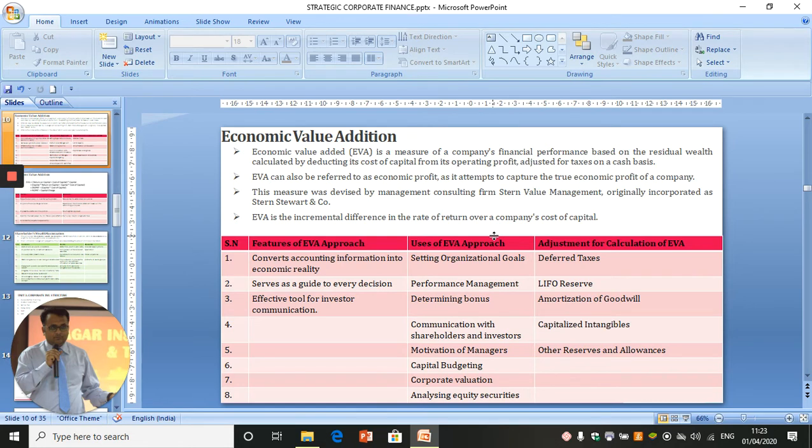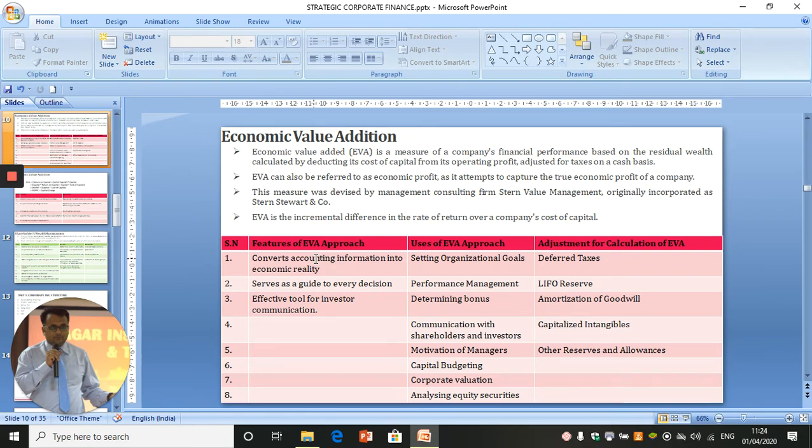Features of EVA approach: it converts accounting information into economic reality. Accounting information is composed of various shortcomings, like the historical concept and matching concept, and it is more of a conventional approach. But the most important feature of economic value addition is that it converts accounting information into economic reality and serves as a guide to every decision. The value addition is the most important part when it comes to taxation also, and that's why it serves as a very good guide to every decision. Effective tool for investor communication: investors can communicate using the tool of economic value addition.